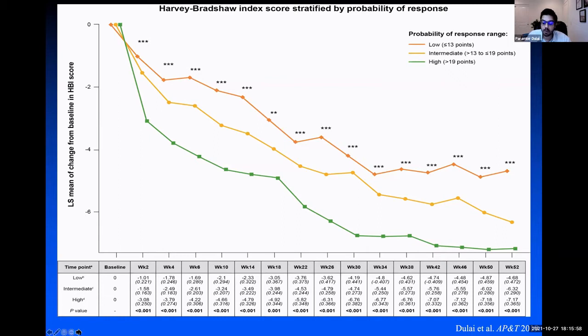Along that spectrum, we thought, well, maybe therapeutic drug monitoring, therapeutic concentrations and drug concentrations also tracked with their probability of response. And we saw the same.